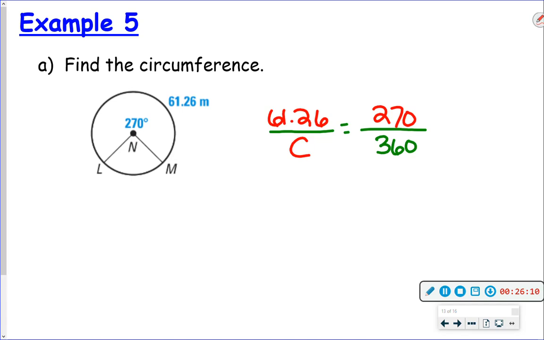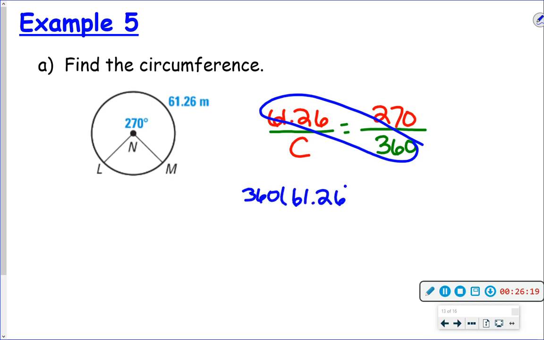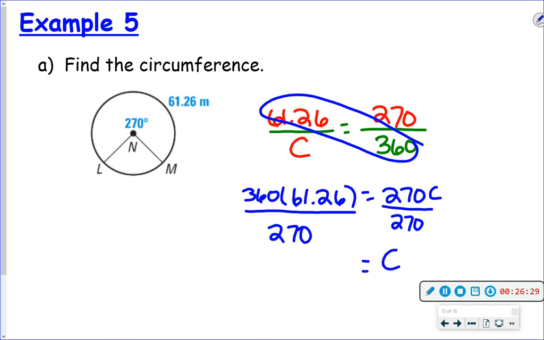And shockaroo, we're going to use cross products. All right, so from here you can mostly use your calculator. So 360 times 61.26. And I know you know you're going to divide off 270. All right, I'll give you a second to punch that in. What do you got? 81.60. I like it. Whatever you round to, if you did 0.7, great, I don't care.